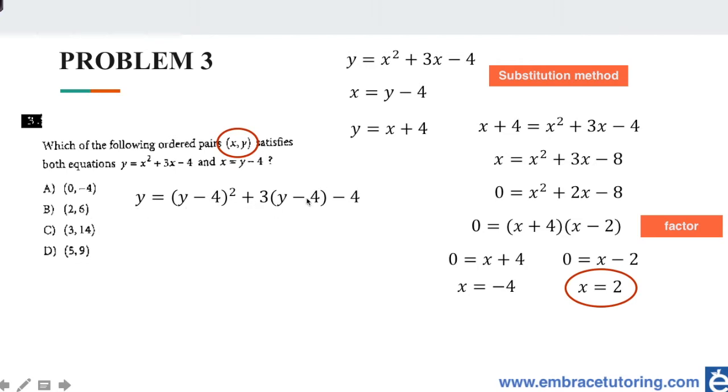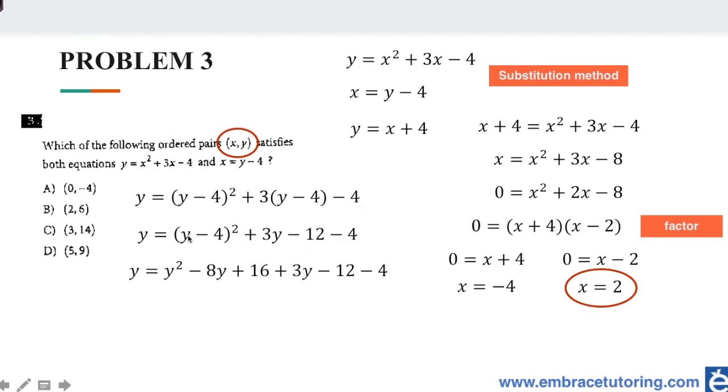When I distribute this first, I'm going to get y equals (y minus 4) squared plus 3y minus 12. Notice the 3 distributes to the y and the 3 distributes to the negative 4. And then I bring my negative 4 down. I'm now going to FOIL my (y minus 4) squared. I get y squared minus 8y plus 16. And now I'm going to simplify my like terms.